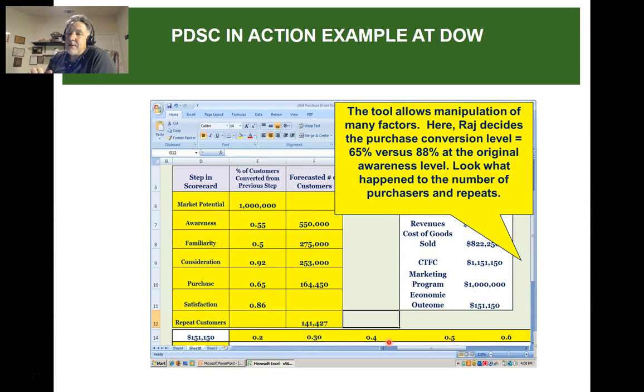And then we look at Raj decides the purchase conversion level equals 65 versus 88. Okay, so by understanding that, you look at what happens. See some fall off that's there.